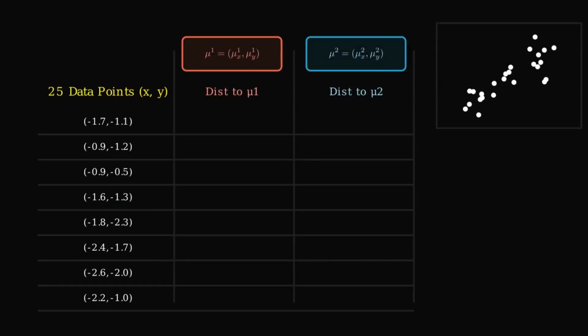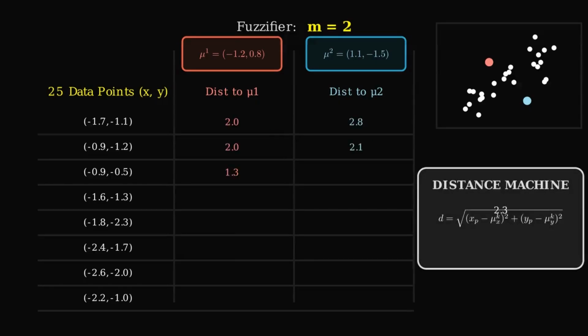We apply fuzzy C-means to our dataset of 25 points, maintaining the same framework as before. We choose the fuzzifier M equals 2. This governs the degree of overlap. As in K-means, we begin by establishing two initial centroids in the data space. The distance machine first calculates the standard Euclidean proximity for every point.